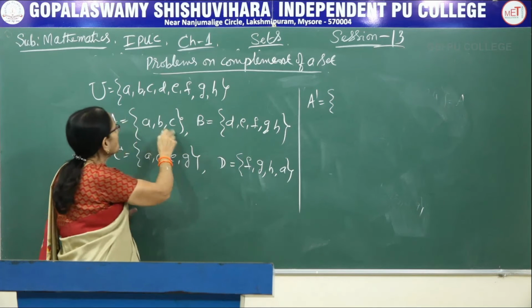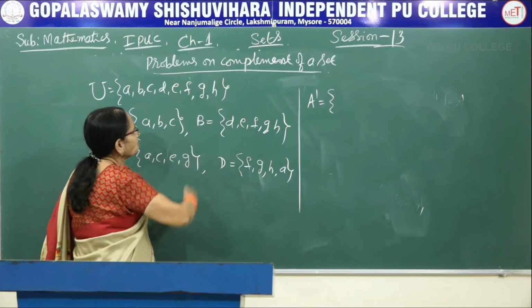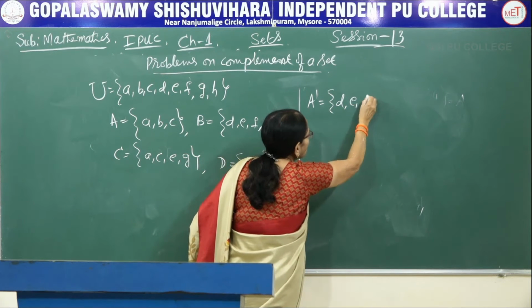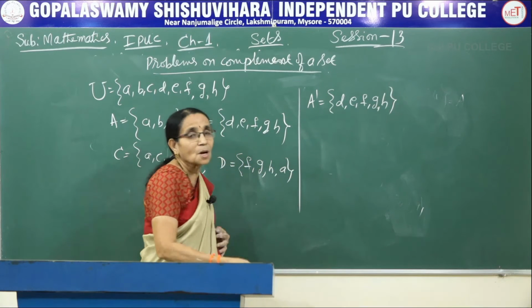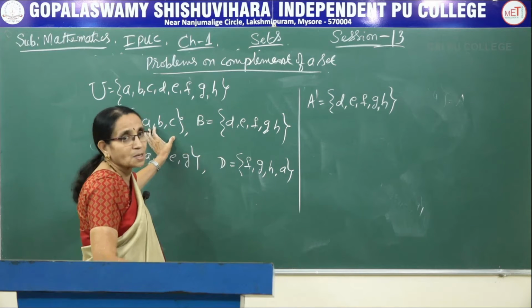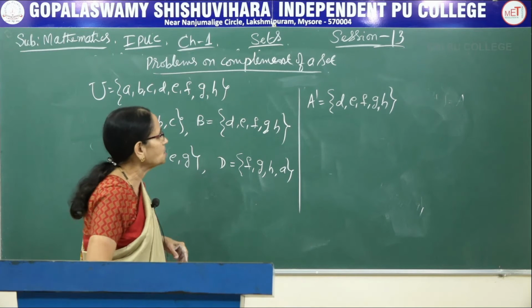See, A, B, C we have taken. What are the remaining? D, E, F, G, H. Just omit those elements. Write the remaining elements. It's easy to write the complement here because the universal set would be there. Just neglect those elements which are present in a particular set, take the remaining elements. So it is D, E, F, G, H.